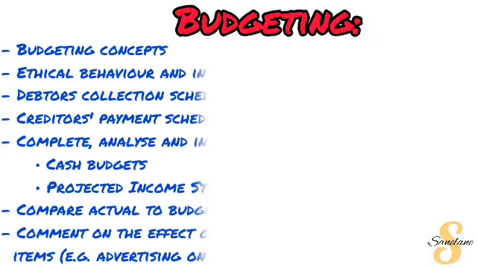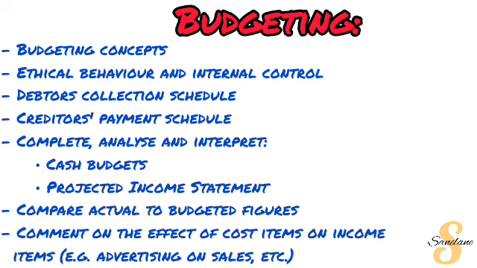Next, we have budgeting. Budgeting is going to be one of the biggest topics in your paper 2, so this is most likely where most of your marks are going to come from. Starting with, you have to be comfortable with your budgeting concepts, meaning things that you need to be able to define. Then we get to ethical behavior and internal control as well.